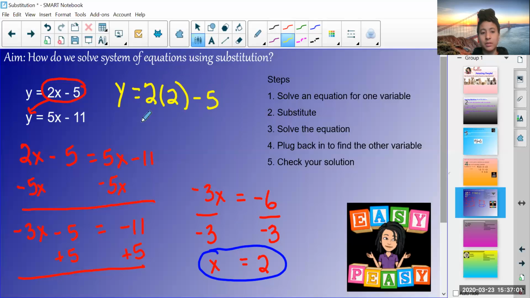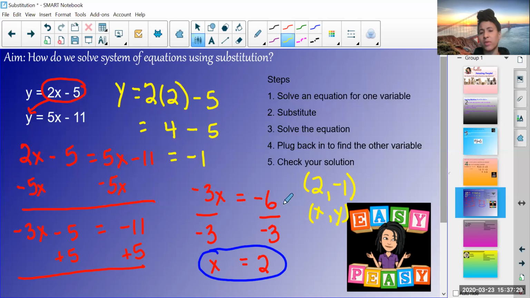2 times 2 is 4 minus 5. And 4 minus 5 is -1. So we know that x is equal to 2, so we write the ordered pair 2 and y is equal to -1. Remember, when we write ordered pairs, it's always x, then y. All right? Our last thing to do here is to check our solution.